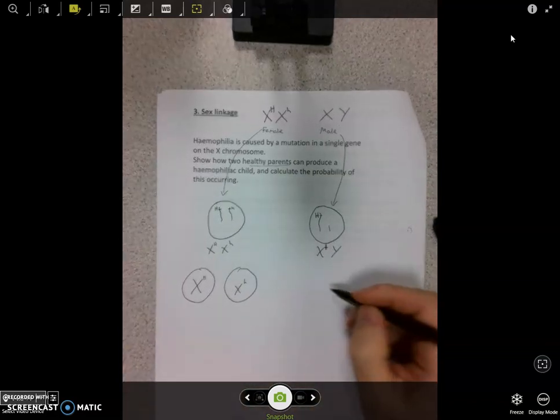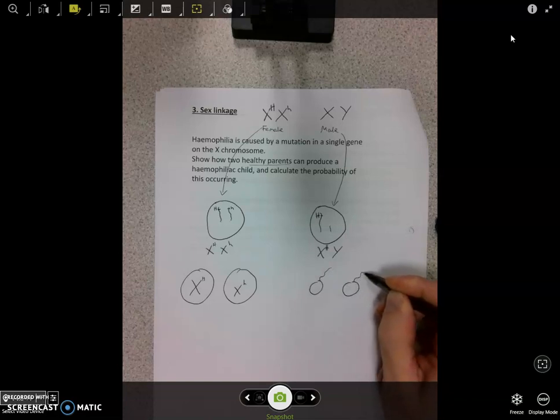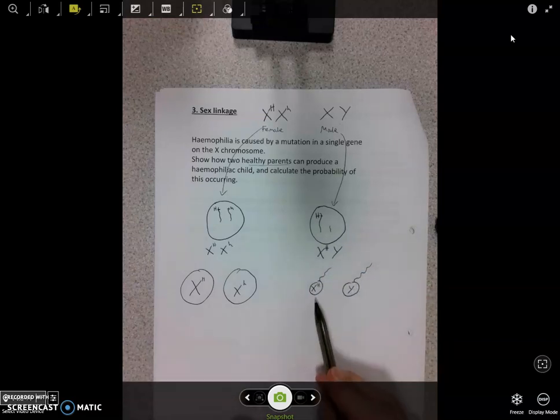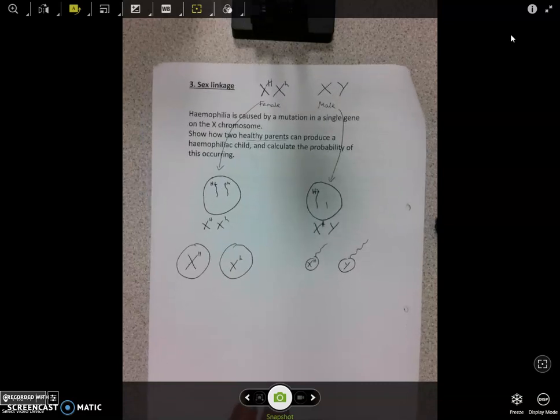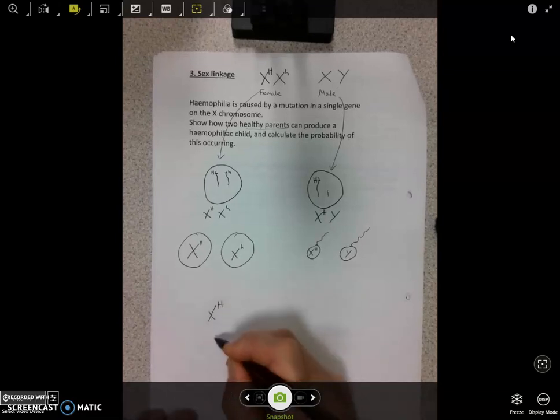Now let's have a look at what's going on with the male. Okay, the male's obviously producing sperm cells. A reminder of what we're making there. Half of the sperm cells will have the X chromosome in, and half of them will have the Y. These are the genotypes of the gametes. Now, it's just a straight up 2x2 Punnett square. We've done loads of those, so we know how to do these.